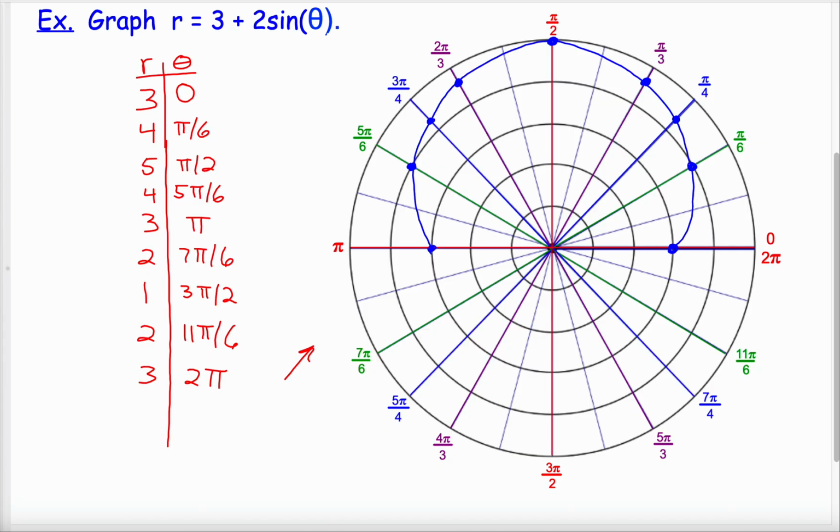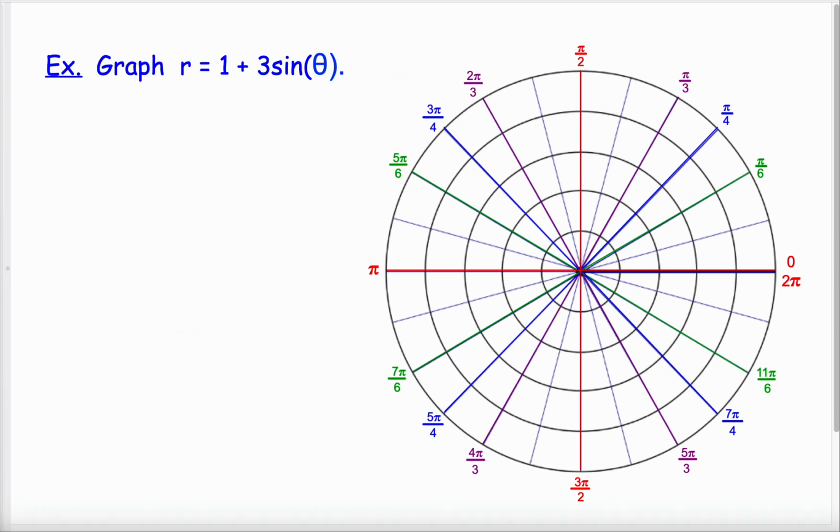So let's see, I need to plot some more points. 7 pi over 6, we had a 2. At 3 pi over 2, we had a 1. And then at 11 pi over 6, we were back at 2 again. So r was getting smaller and smaller and smaller, and then starting getting bigger and bigger, and then just keeps repeating. And there you go, you've graphed your first limacon. Very exciting. Or maybe you watched me graph my 57th limacon, or so on. All right, so let's try another one, except this time hit pause, try it on your own, and then go ahead and hit play and see how you did.